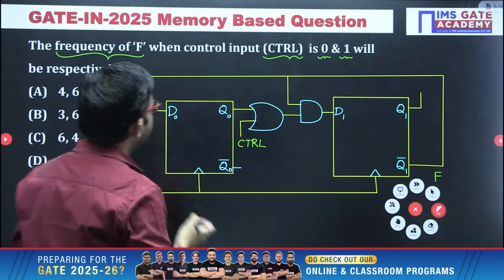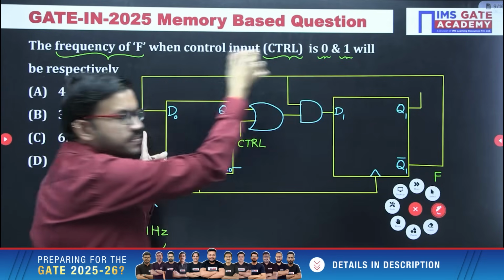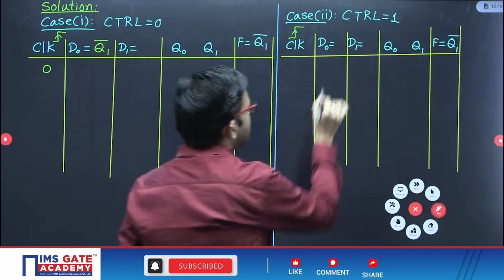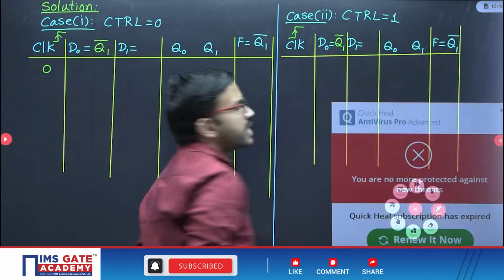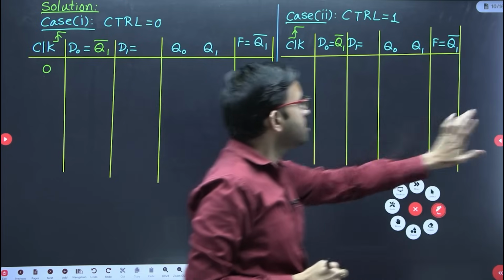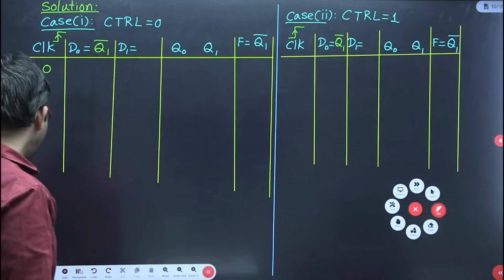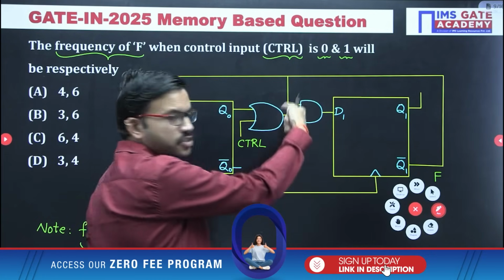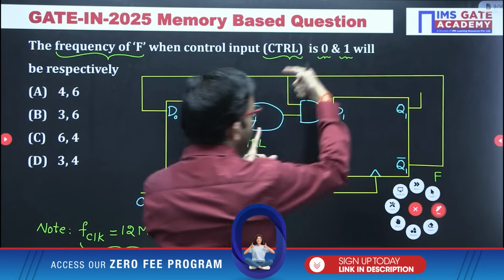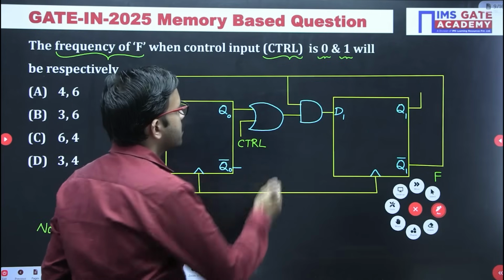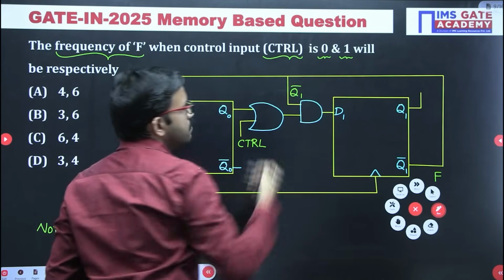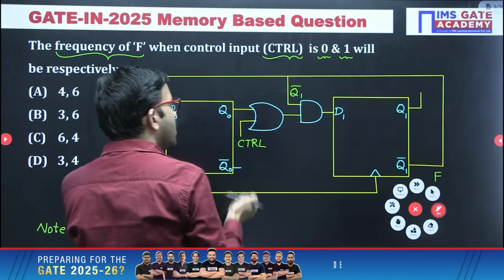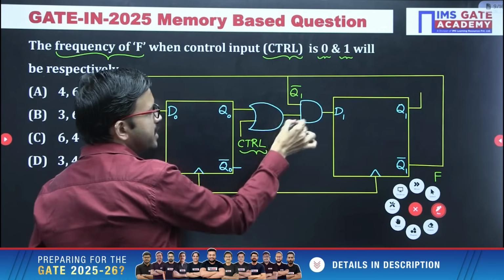In this case, just observe D naught is nothing but Q1 bar, correct? So D naught equal to Q1 bar. For both the cases, I am writing this tabular form at the same time. Now D1 is what? D1 is nothing but output of this AND gate. AND gate is having two inputs. One of the input is Q1 bar. Now another input is what? OR gate output. Now based on the control input, here output will vary.